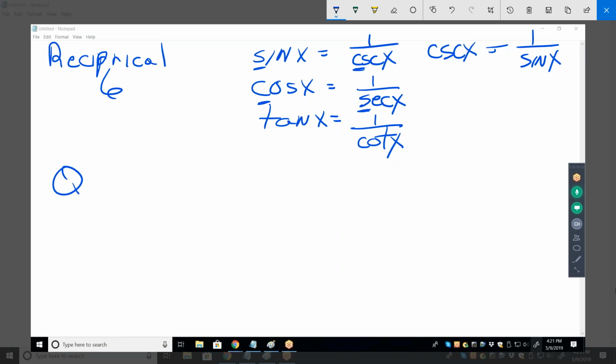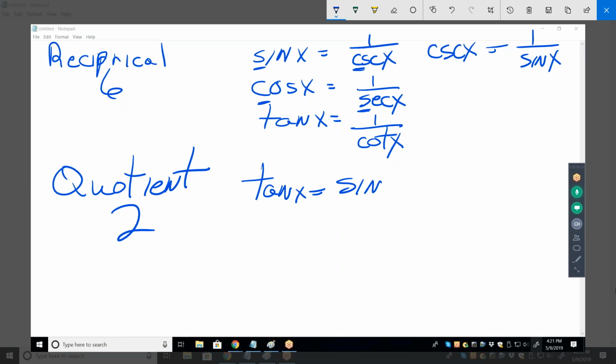Another flashcard, these are the 11 most important. There are 2 quotients. What are they? So the tangent of x equals the sine of x over cosine of x, which also equals secant over cosecant. Well, no, don't memorize that. Memorize the other quotient.